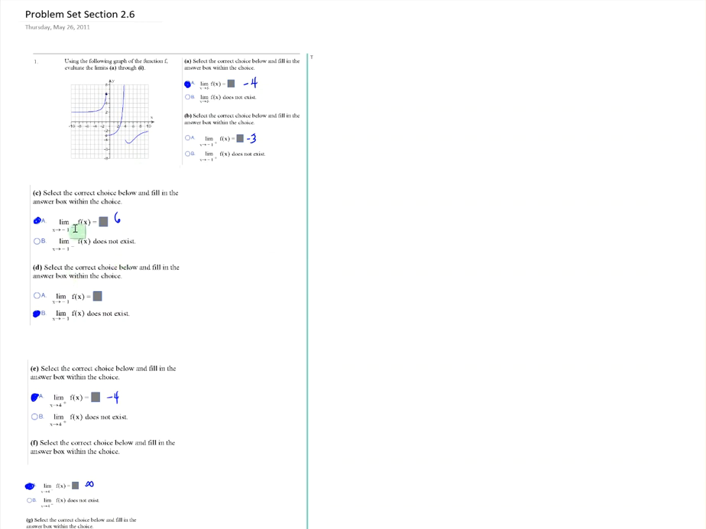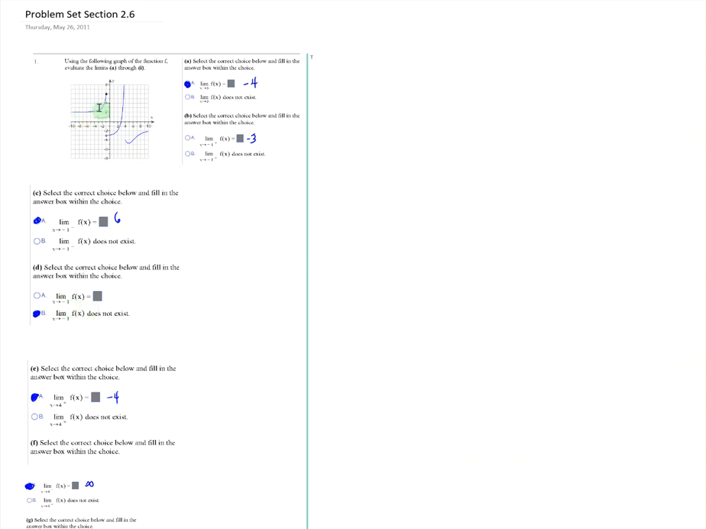C, limit as x approaches -1 from the left. So if I'm coming into -1 from the left, where is my function going? It's up here and it ends at 6. The limit as you approach -1 in general.